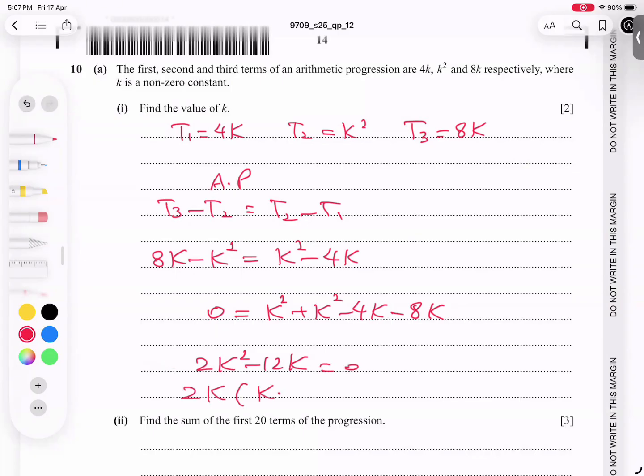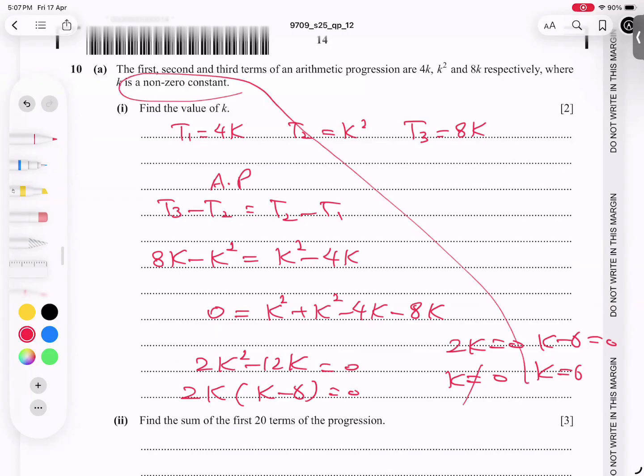2K common, K minus 6. So I'm getting two answers: either 2K is equal to 0 or K minus 6 is equal to 0. K is 0, which is not possible, and K is 6 is our answer. The reason is very clear, students, because he is asking for a non-zero constant. This point is very clear, and let's talk about the next part.